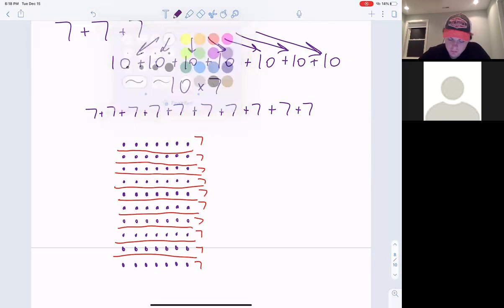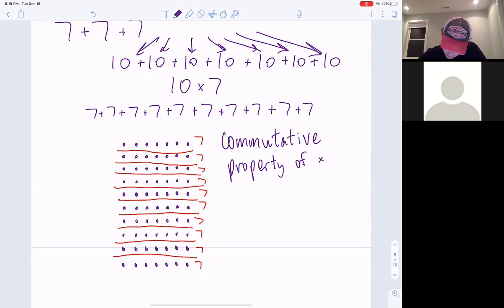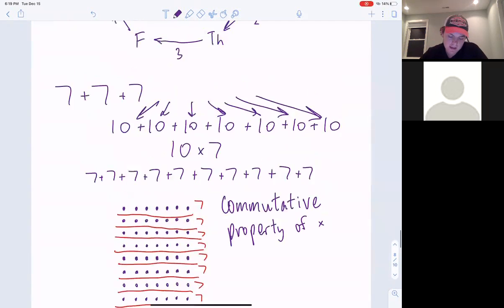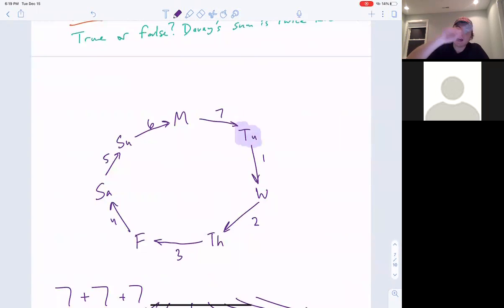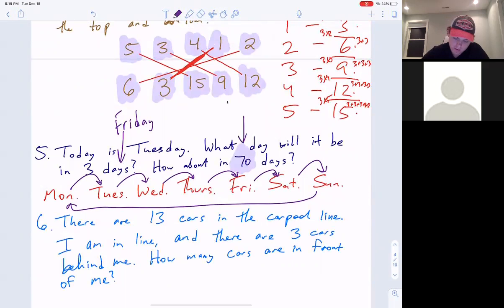Perfect. Okay, and as it turns out, if you know about multiplication, you probably don't know this. Maybe you do, but you probably don't. But if you don't know, this is sort of why the commutative property of multiplication works, because I can draw dots in a rectangle, and I could look at the columns or at the rows. And so in either case, I can see that 70 days would be going around the circle 10 times. In other words, that's 10 weeks. And so after 70 days, it will still be Tuesday. Okay, great. So we figured that one out.